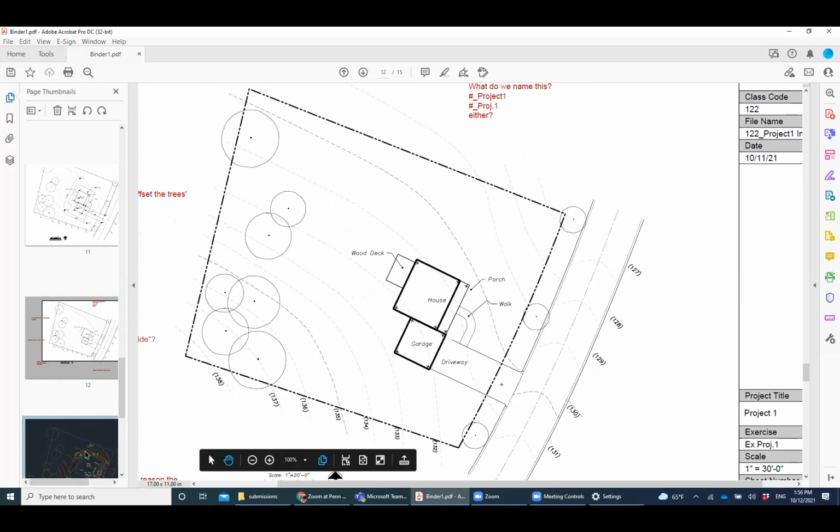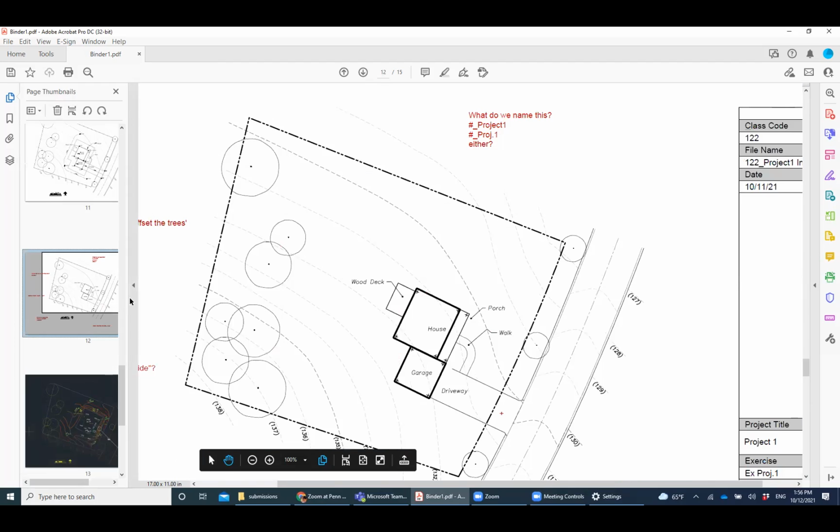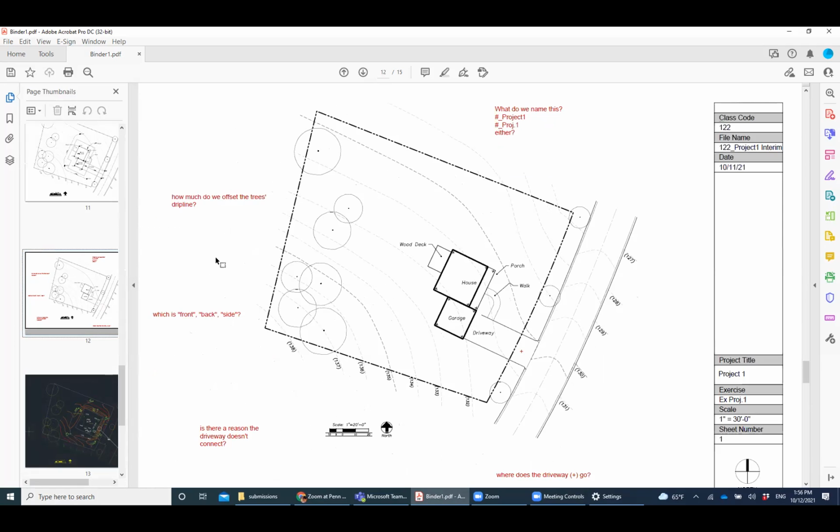Okay, so we have a black sheet and a white sheet. So we name it project 1. Either way would be fine. And then how much do we offset? Yeah, we talked about that. Front is always where your driveway is, driveway and walkway. And these are the sides, and the wood deck is the backyard. Okay. Yeah, front of the house.